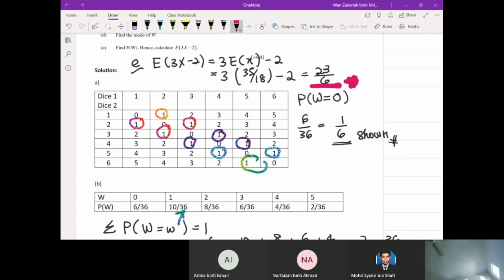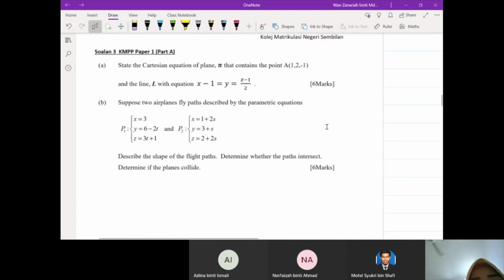Okay. So for variance, if they ask you variance, recall back the properties of variance. a squared, ax plus b, so 3 squared variance x, and when it is a constant, for variance it equals 0. Just recall back how you are going to find variance. Okay, now we move on to the next question.